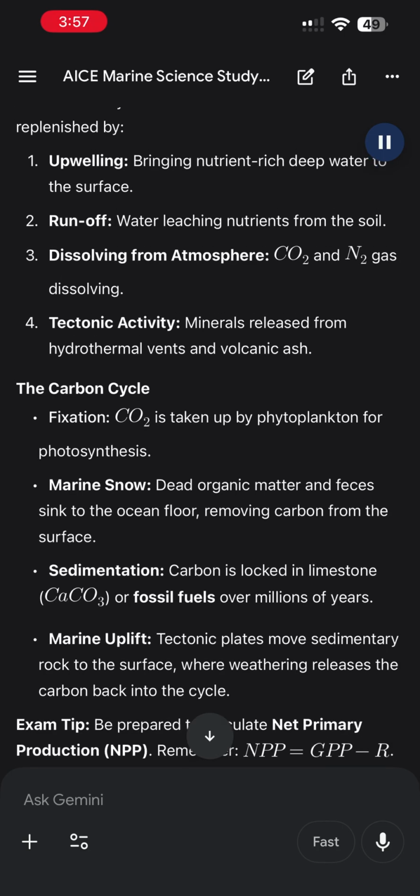The carbon cycle. Fixation: CO_2 is taken up by phytoplankton for photosynthesis. Marine snow: dead organic matter and feces sink to the ocean floor, removing carbon from the surface. Sedimentation: carbon is locked in limestone, CaCO_3, or fossil fuels over millions of years. Marine uplift: tectonic plates move sedimentary rock to the surface, where weathering releases the carbon back into the cycle.